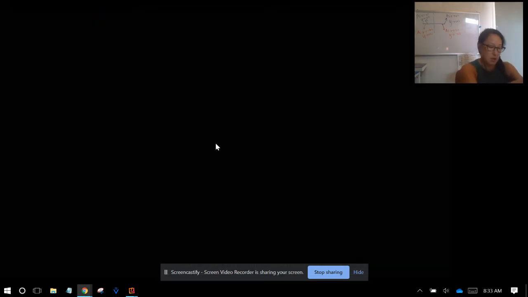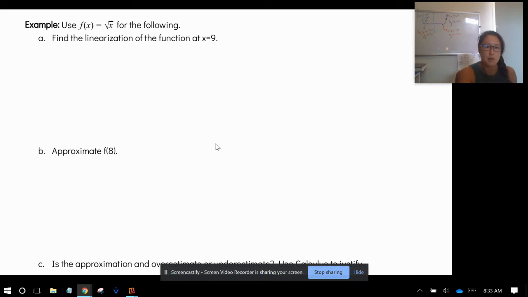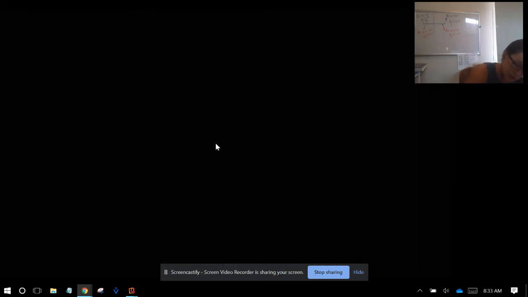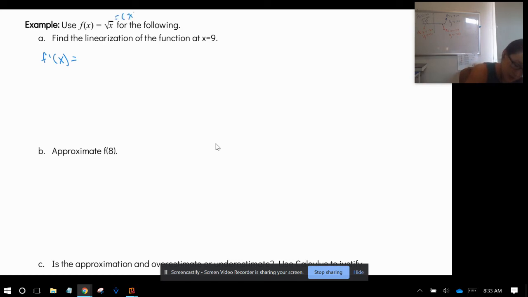All right, so we're going to do it again. Here we go. Use the curve, the square root of x, to find the linearization, which means an estimate of the function at x equals 9. So first we find the tangent line at x equals 9. So I need f prime of x because I need f prime of 9. So this is x to the 1/2 power.